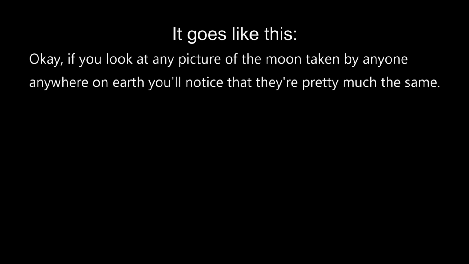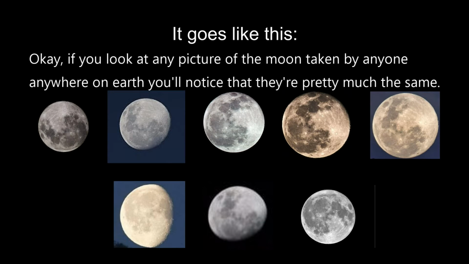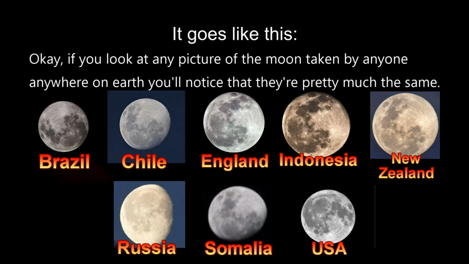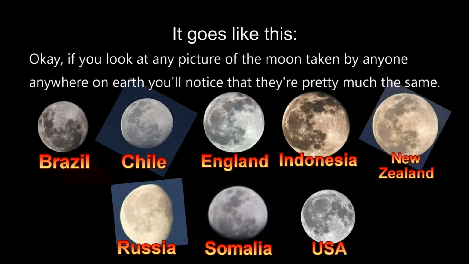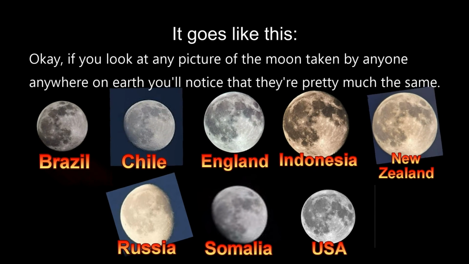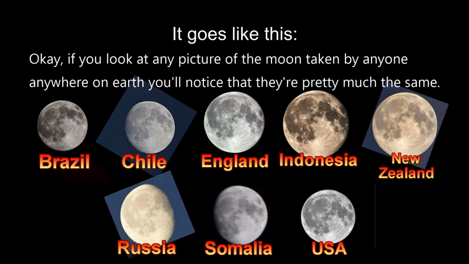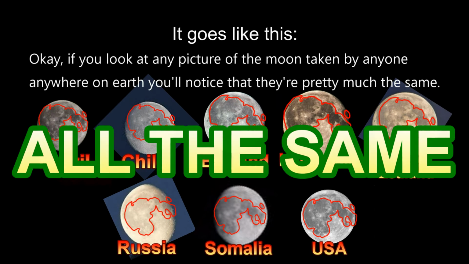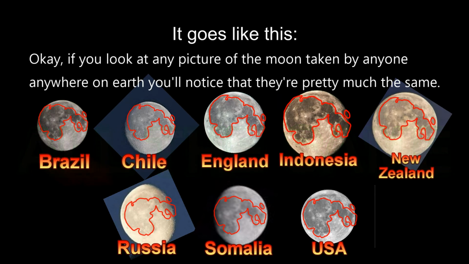If you look at any picture of the moon taken by anyone anywhere on Earth, you'll notice that they're pretty much the same. It might be upside down or slightly rotated because of libration, but the face itself is pretty much exactly the same. There's a little bit of rotation that you can notice on the extreme ends, but other than that, it's the same face.